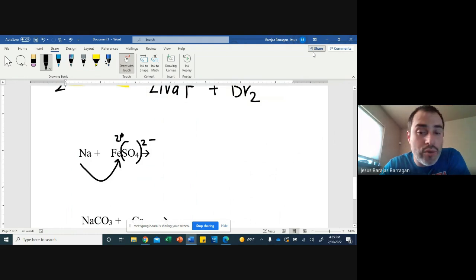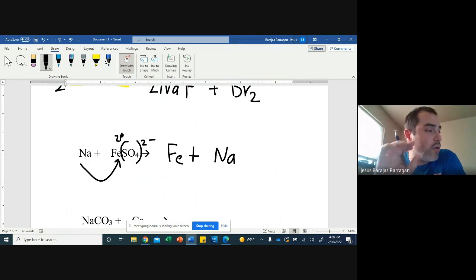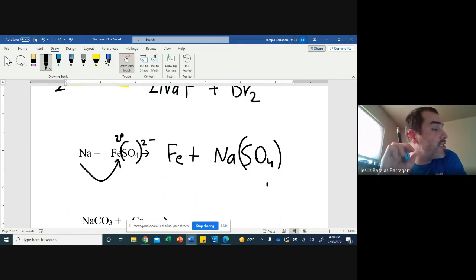My lonely element will now be iron because it got replaced by sodium, which is now combined with a sulfate. Here is the only time in which you will include the little 4. If it's in a polyatomic ion, you have to bring the little 4. So SO4. You will never bring any subscript, only if there is a polyatomic ion. And for that reason, I include the parentheses because it becomes a little easier for you to visualize where they are. Okay.